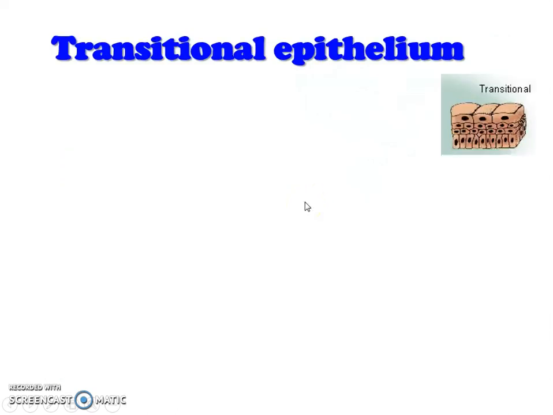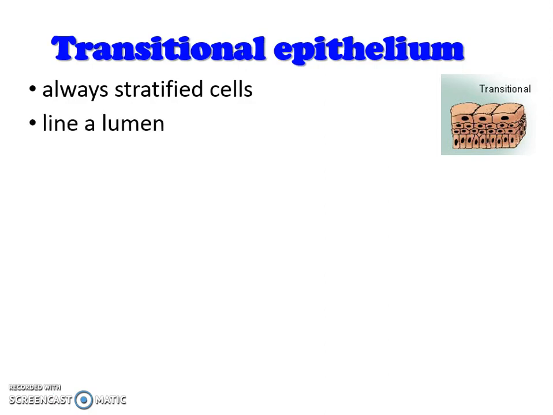So transitional epithelium is the last of the epithelial tissues that we're going to be talking about. And this tissue is rather unique. Now, transitional epithelium doesn't have the word stratified or simple in the name, and that's because transitional epithelium is always stratified. So we can assume the word stratified in the name and just call it transitional epithelium.